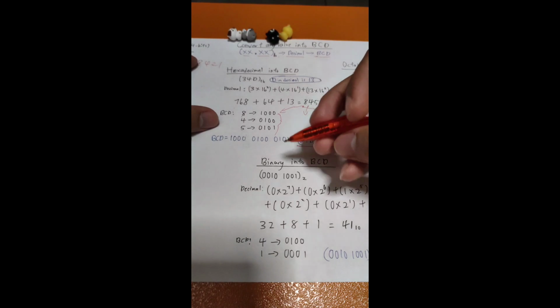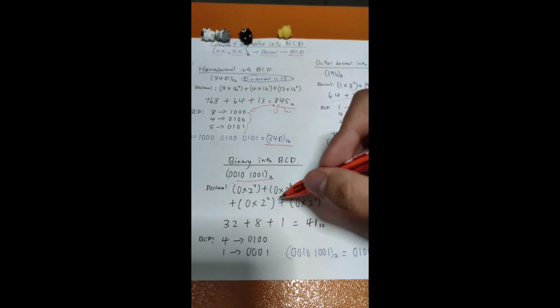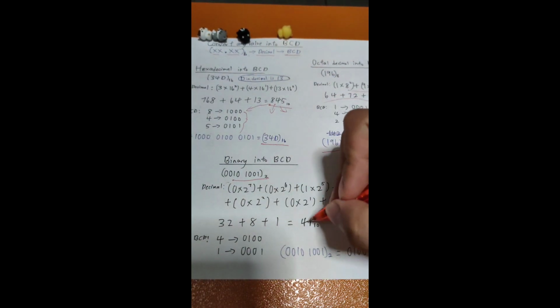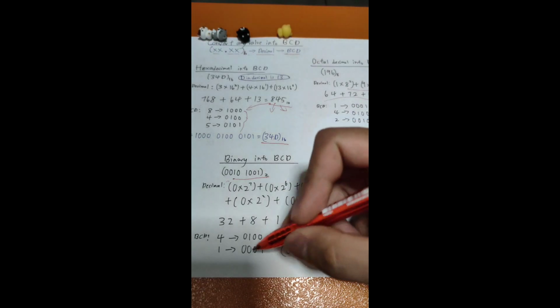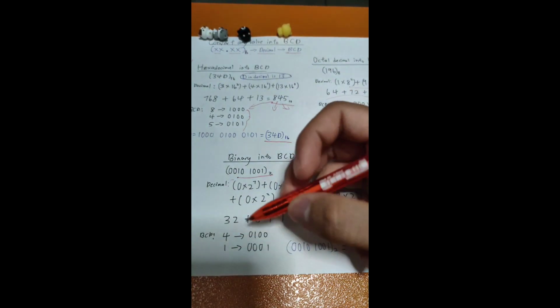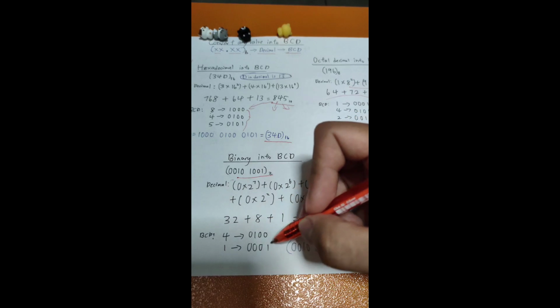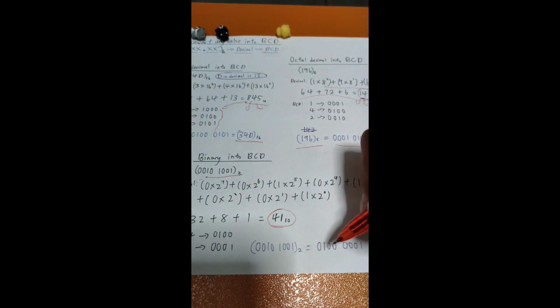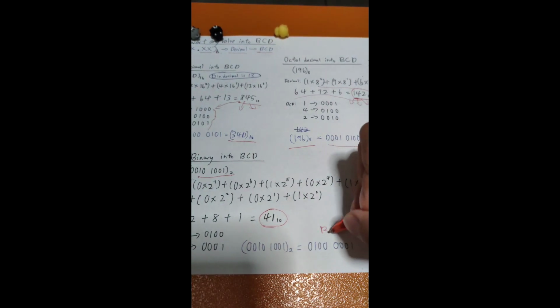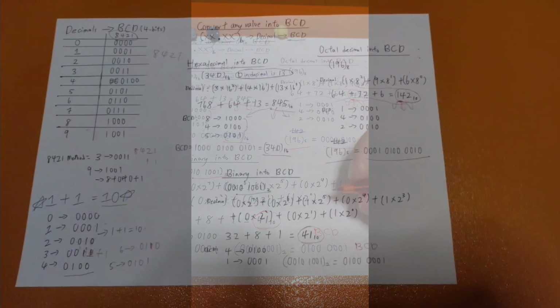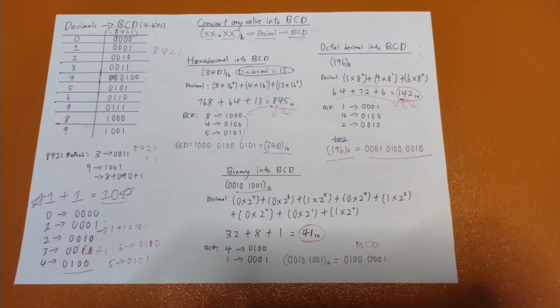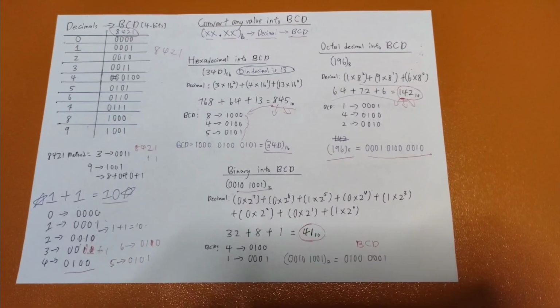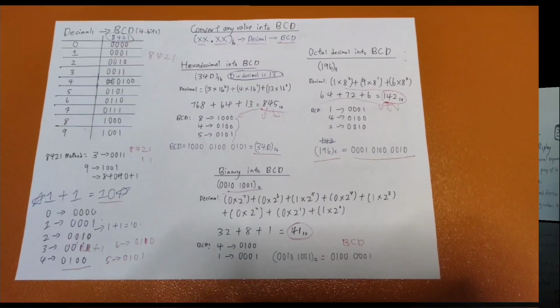And for the binary, same method. So convert it into decimal, you will get 41 base 10. And 41 base 10, using the BCD table just now, you can get 0100 and 0001. So our binary value 0010, 1001 base 2 is equal to BCD of 0100, 0001. That is how you can convert any value into BCD value by using the BCD table and the formula given.